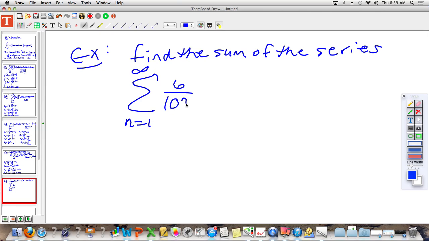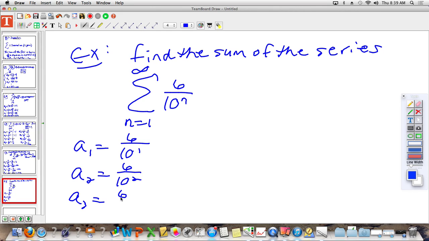I didn't realize this was coming right up in the notes. We just talked about this, you guys. So the very first term is going to be 6 over 10 to the first power. The second term is going to be 6 over 10 squared. The third term is 6 over 10 to the power of 3, etc. So 6 over 10 to the first power, as we just talked about, is 0.6. 6 over 10 squared is 0.06. 6 over 10 cubed is 0.006.